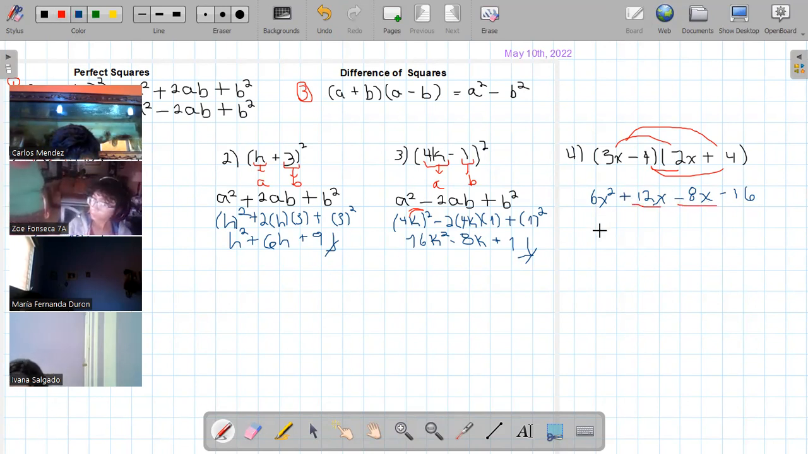Because they're like terms. Exactly. So my final answer is 6x to the square, 12x minus 8x, which will be 4x. Positive 4x, because the 12 is bigger. Very good, because the 12 is greater. Minus the 16. And that would be everything you are going to be doing.